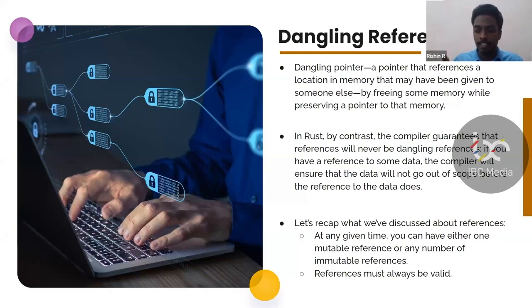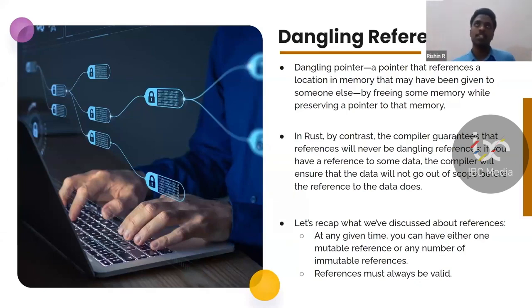So, basically, it is a pointer that used to point to real data, but now the data has been cleared. Now the pointer is actually pointing to nothing. Okay, so that is a dangling reference. Now, this is usually a large problem in C programming or C++, and this is solved in Rust. By contrast, the compiler guarantees that references will never be dangling, because if you have a reference to some data, the compiler will ensure that the data will not go out of scope before the reference to the data does. Okay, so a dangling reference is basically a reference which is pointing to nothing.